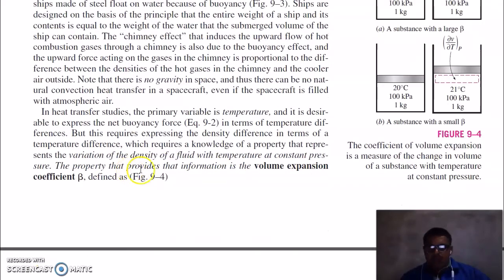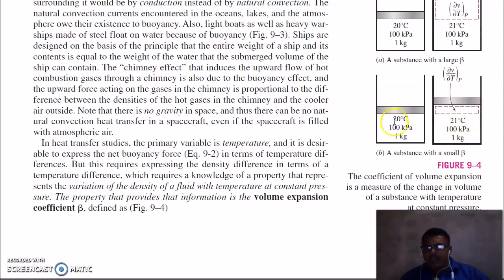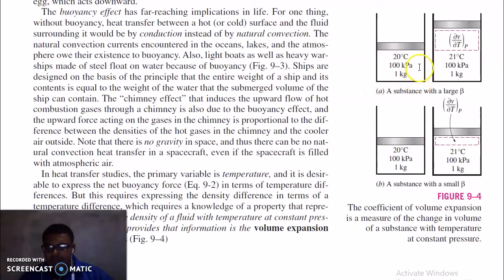At constant pressure, the property that provides this information is the volume expansion coefficient, which is called beta. You can see here, we have a substance at 20 degrees Celsius and 100 kilopascal, with a mass of 1 kg. Now we raise the temperature of this substance by 1 degree. You can see its volume has expanded. We have another substance with the same temperature, same pressure and same mass. When we supply heat and raise the temperature of this substance by 1 degree, its volume has increased more as compared to the first.